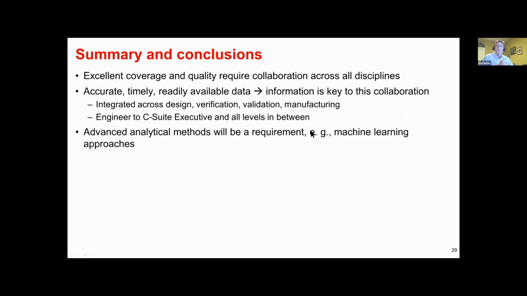need excellent coverage and quality, particularly for automotive and industrial spaces, space and high-rel, and it requires collaboration across all of our disciplines. We have to have accurate, timely, and readily available data, and not just raw data, but turning it into information, cleaning it up, simplifying it, aggregating it, summarizing it so that people can make the right decisions. It has to be integrated across design, verification, validation, and manufacturing. All of these things have to come together because you need to be able to see all of it in order to get the clear picture and the true picture of what's going on.